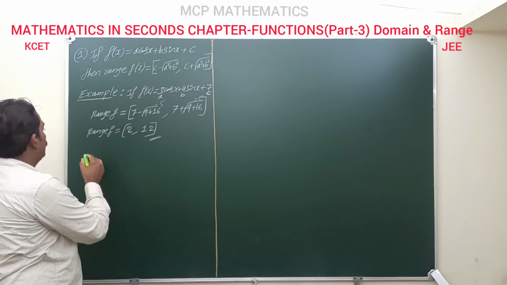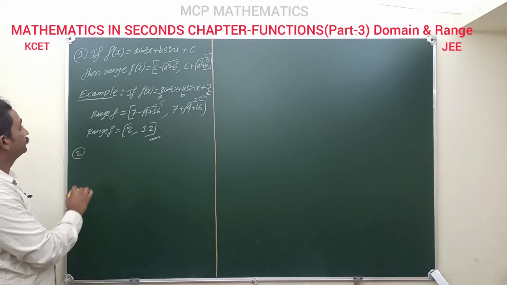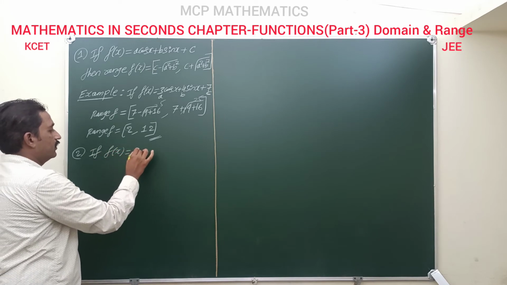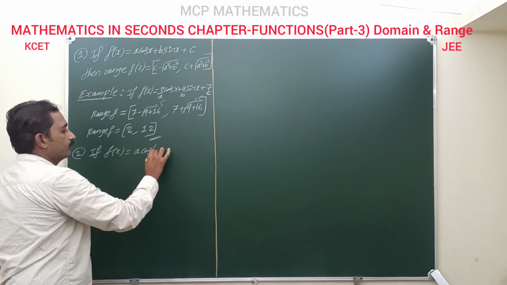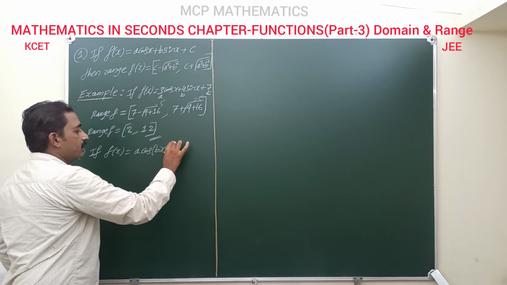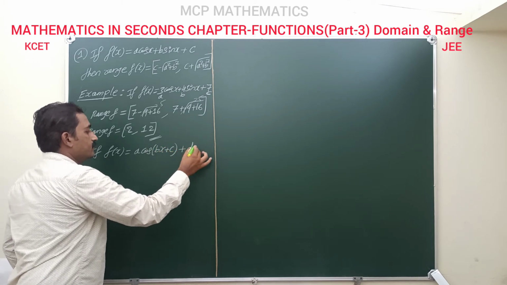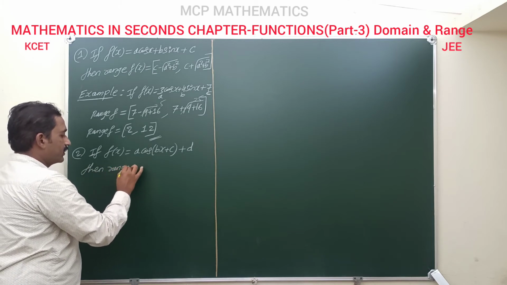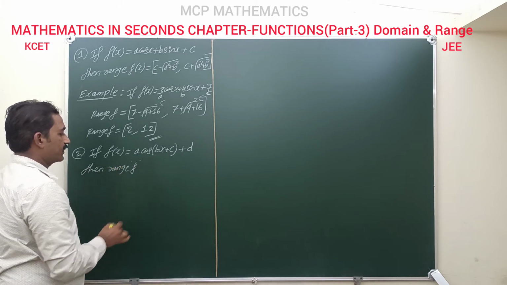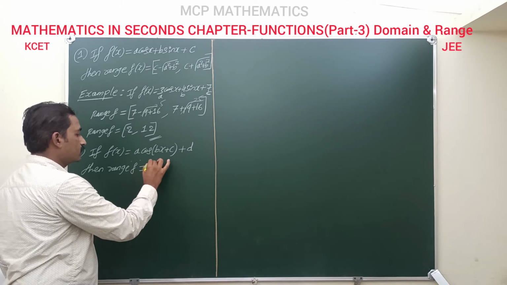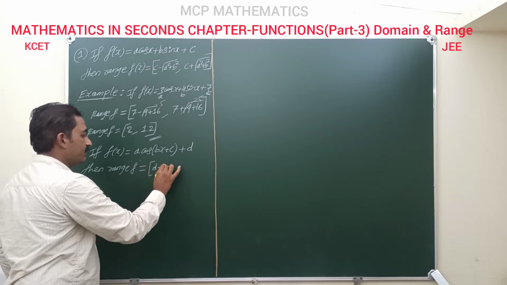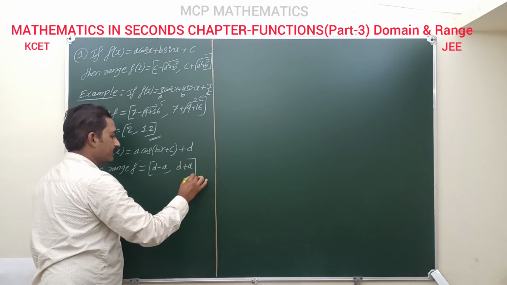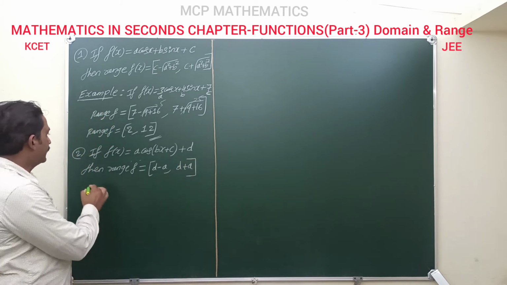Now let us move on to the second shortcut. If f of x is in the form of a cos of (bx plus c) plus d, then the range of f is the closed interval d minus a to d plus a. Directly we can write. Now take one example in this case.